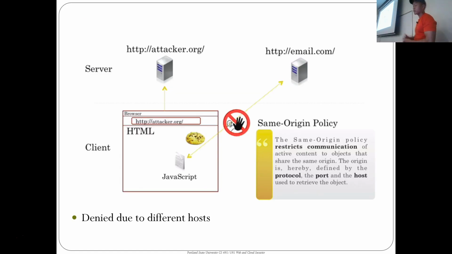Okay, so in that previous scenario, the same origin policy will deny this request because this page is attempting to access content from a different host. So the protocol matches, the port matches, but the host doesn't match. So it would be denied by your browser on the client side. All right, questions about the same origin policy?